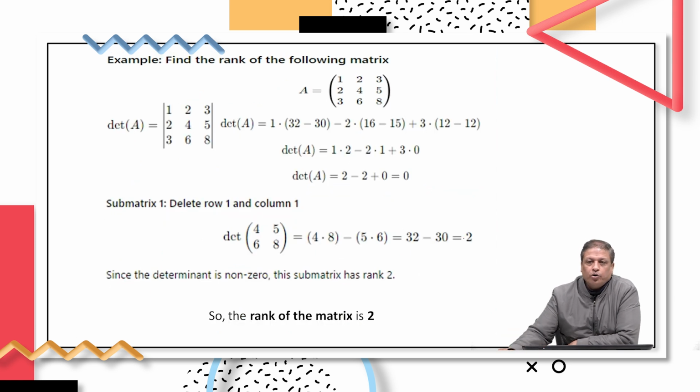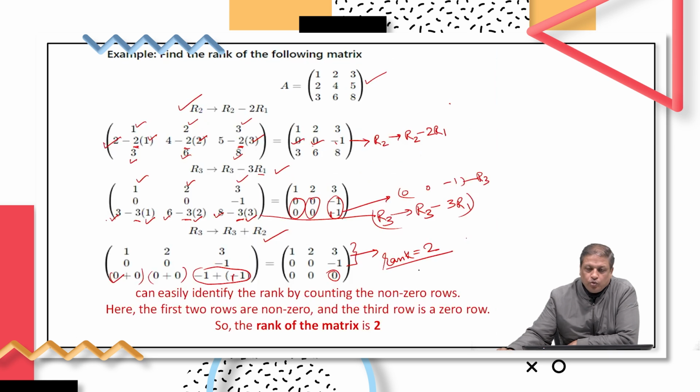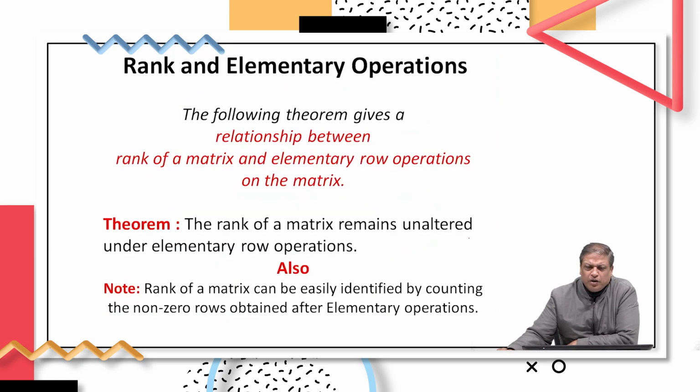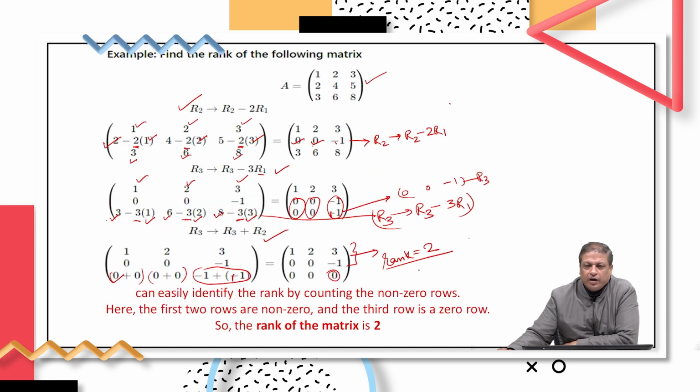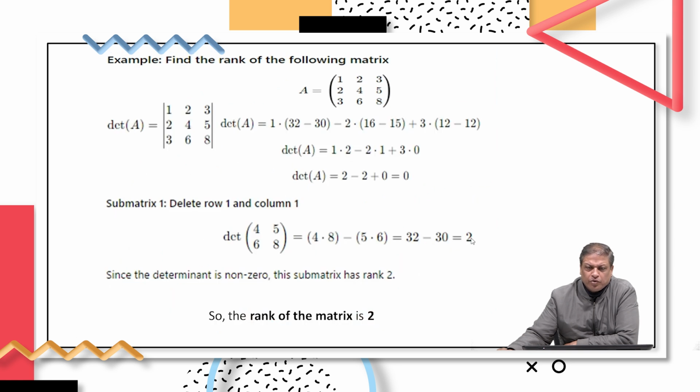So, I hope you understood that as per the note, we need to identify the number of non-zero rows obtained after the elementary row operations, and over here we have 2 rows which are non-zero, as a result of which the rank is 2.